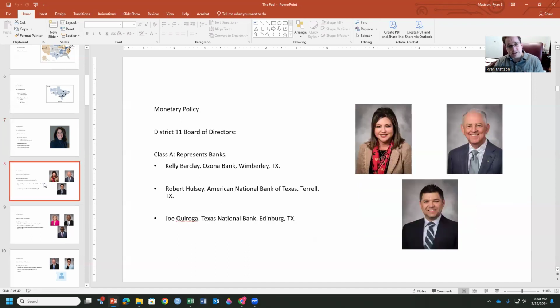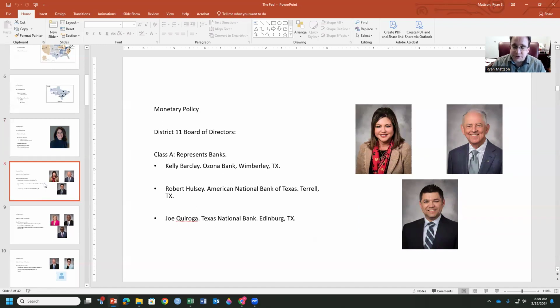With these slides, as I said before, I'm a lazy man, so some of this information has changed on the board of directors, but let's talk about who the board of directors who make decisions or help make decisions at the Dallas Fed are. Every district has a board of directors broken up into three groups: Class A, Class B, Class C. Class A represents the banks.